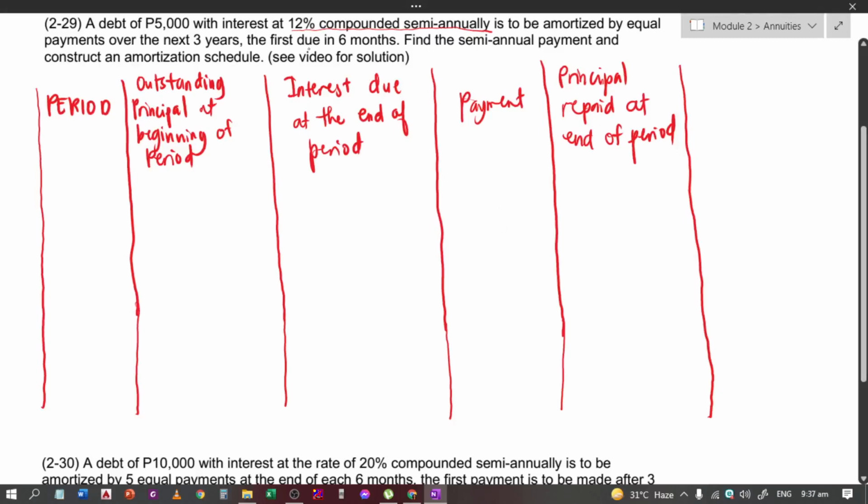So, ano yung magiging period natin? I mean, ilan yung magiging period? So, babayaran mo siya for 3 years, pero since semi-annual yung payments, yung N natin magiging times 2. So, magiging 6 periods. So, 1, 2, 3, 4, 5, 6. So, kunin natin yung magkano ba yung magiging payment.